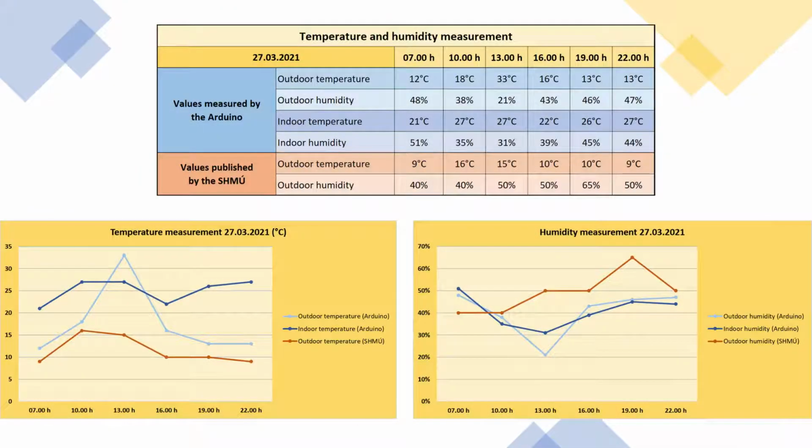We tested our connection by measuring the outdoor temperature and humidity and comparing the measured values with the values published by the Slovak Hydrometeorological Institute. The values measured on March 27, 2021 in western Slovakia are recorded in this table. We measured the temperature and humidity from 7 o'clock in the morning every 3 hours until 10 o'clock in the evening.